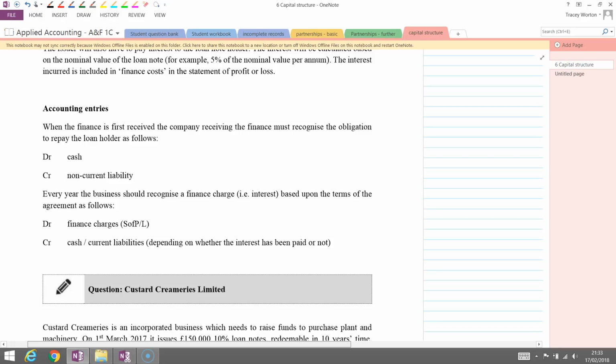Every year the business should recognise a finance charge, i.e. the interest, based upon the terms of the agreement. So we'll debit the finance charges expense in the statement of profit or loss, and credit either cash or current liabilities, depending on whether the actual interest has been paid or not at the year end.